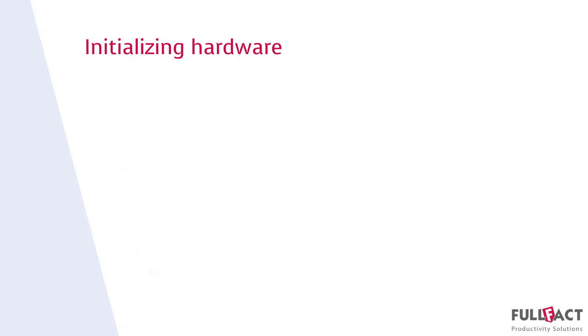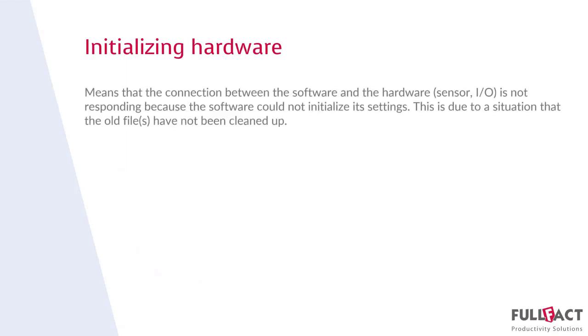Initializing hardware means that the connection between the software and the hardware, sensor and I/O, is not responding because the software could not initialize its settings. This is due to a situation where the old files have not been cleaned up. That means that some system files were present when running the system. When you enter the system, it has to clean up those system files. Sometimes the system files are not properly cleaned up and are still present on your system, and that prevents our system from starting up normally.